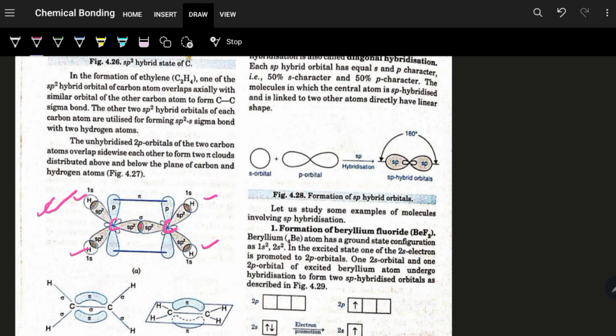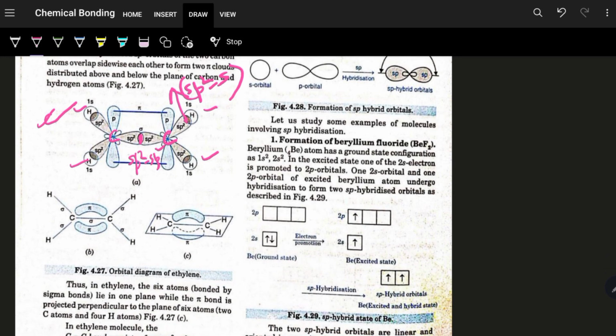So this type of sigma is sp2 sigma, and this type of sigma is sp2s sigma bond. And this is the sigma plane. Pi cloud is oriented above the plane and below the plane like a banana bond.